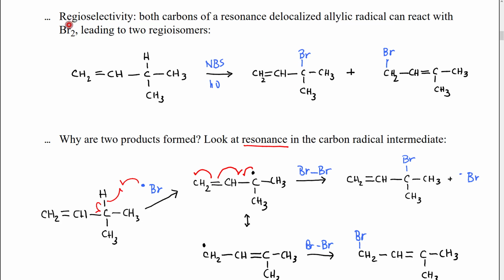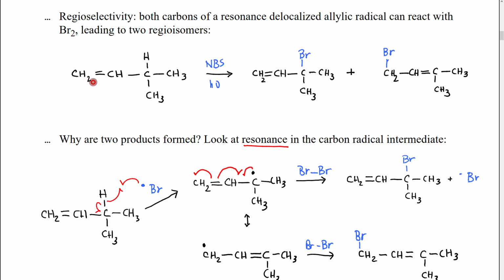When we do allylic bromination on molecules that are not symmetric with regard to the double bond, it turns out, we have multiple regioisomers possible. And we generally see all of the possible regioisomers being formed in the reaction.